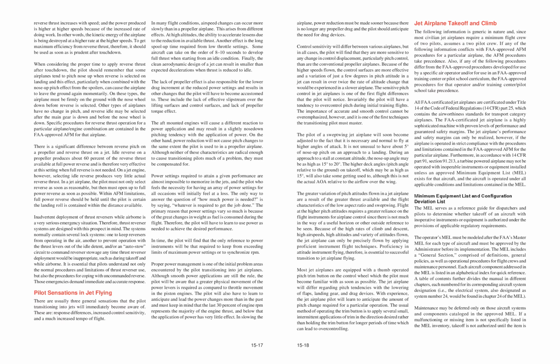The MEL includes a general section, comprised of definitions, general policies, as well as operational procedures for flight crews and maintenance personnel. Each aircraft component addressed in the MEL is listed in an alphabetical index for quick reference. A table of contents further divides the manual in different chapters, each numbered for its corresponding aircraft system designation, i.e., the electrical system, also designated as System Number 24, would be found in Chapter 24 of the MEL.